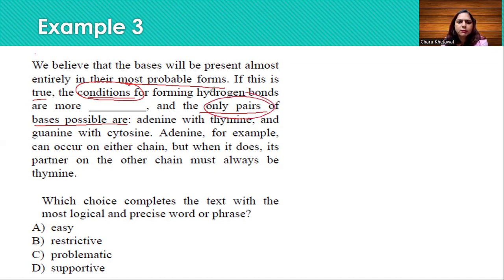So the only pairs, that means very limited pairs. "And" is a similarity indicator, so I need something similar, limited. That's what restricted is. We believe that the bases will be present almost entirely in their most probable forms. If this is true, the conditions for forming the hydrogen bonds are more restrictive. Why am I saying restrictive? Because it says the only pairs of bases possible are adenine with thymine and guanine with cytosine. So restrictive will work.